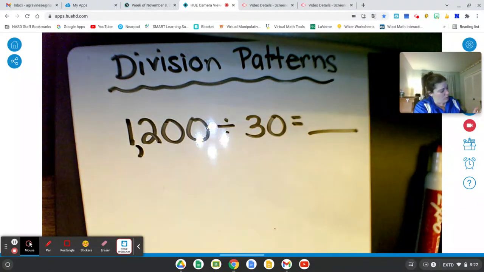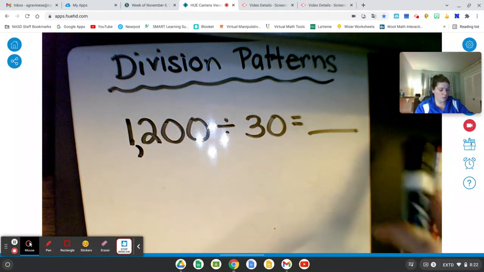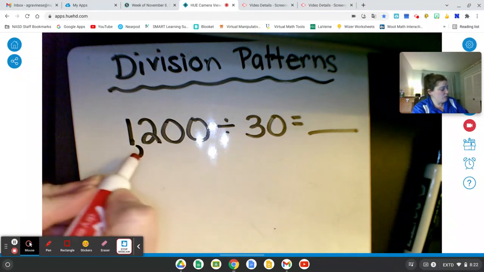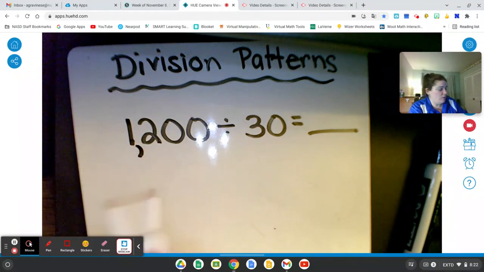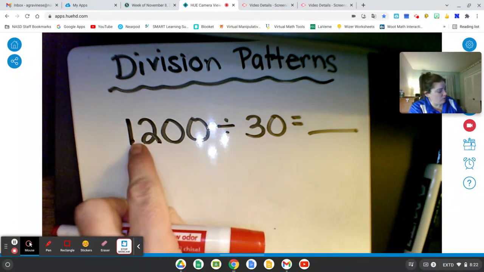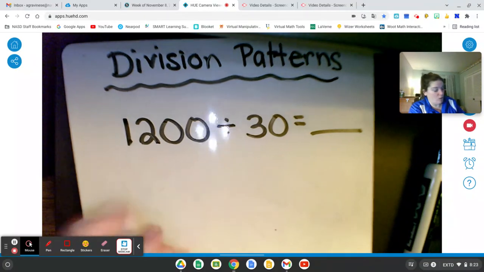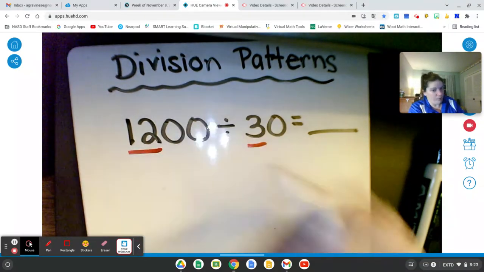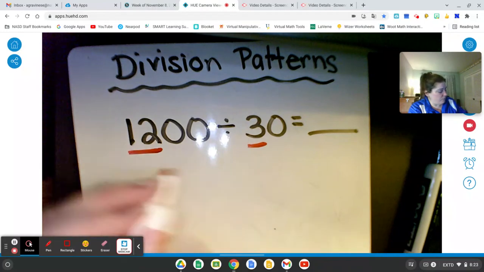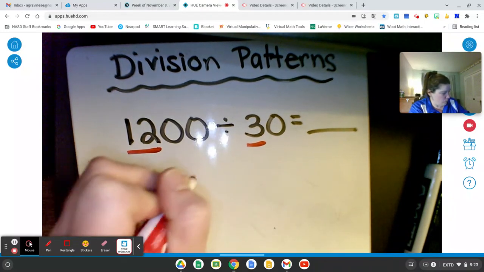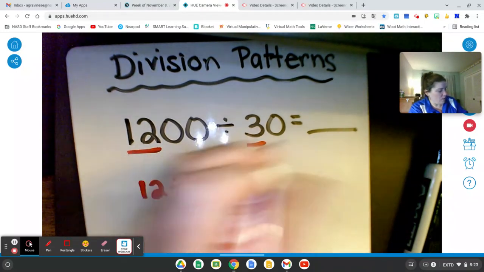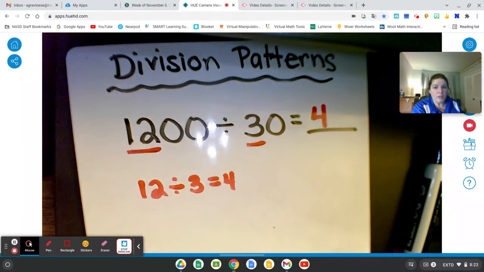So I still have a 12, I still have a 3, I have more zeros this time. So my basic fact, this comma, don't let it mess you up, because I can always delete that comma to help us see that we still have 12 and 3. So 12 and 3 is still my basic fact. And we know 12 divided by 3 equals 4. I know 4 is going to be part of my answer.